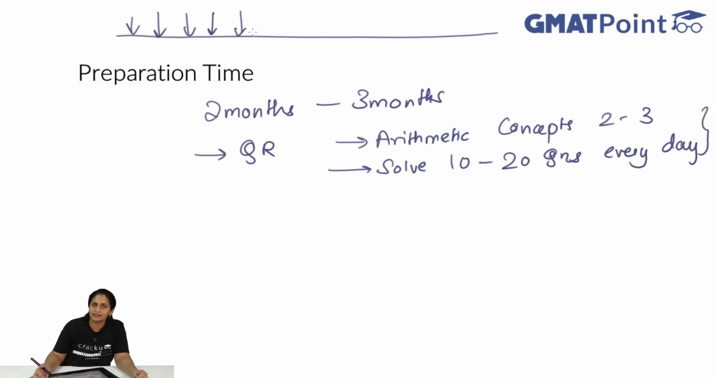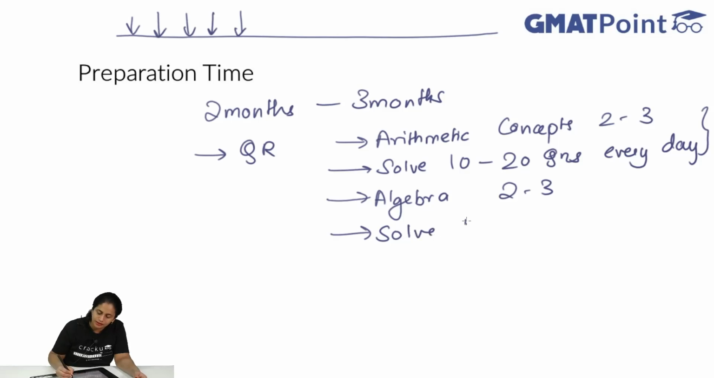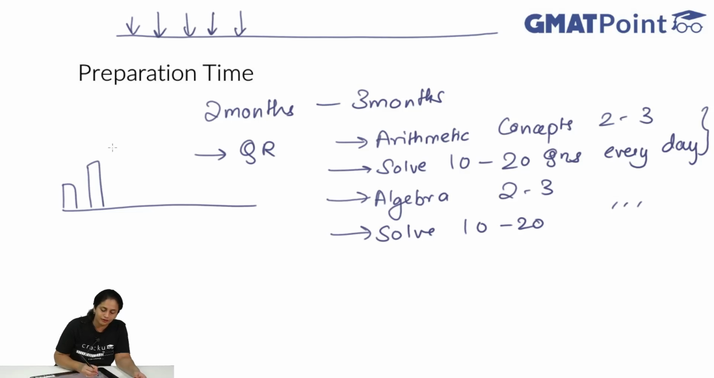So that's why, when you have 2 or 3 months, get the concepts done initially, and after that start solving more and more questions. Similarly, after you get your algebra concepts done, this should also take you 2-3 days. Start solving another 10 to 20 questions of algebra every single day. So what is going to happen is that you start by solving only 10 or 20 questions. After that, you're solving 20 to 40 questions. After that, you're solving 50 to 60 questions every single day.